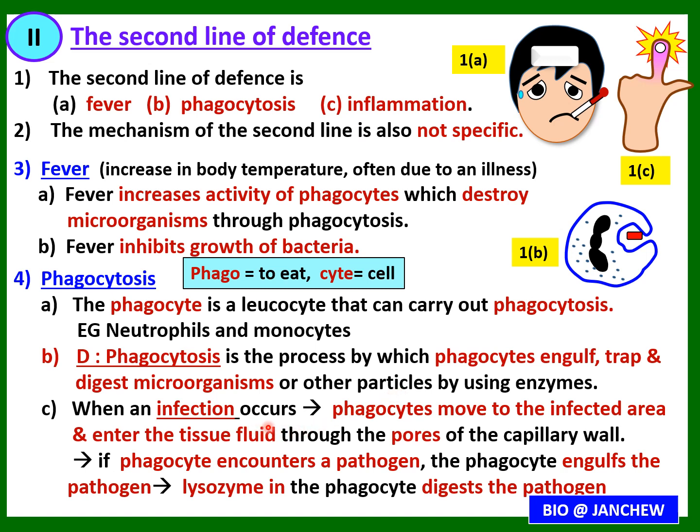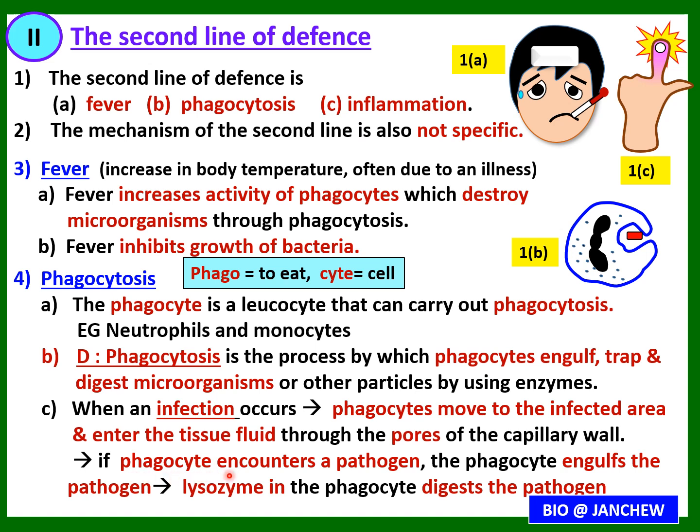So when an infection occurs, that means the pathogens have entered the body tissues, then the phagocytes will move to the infected area and enter the tissue fluid where the pathogens are. They'll enter the tissue fluid from the blood through the pores of the capillary wall. So the phagocytes are like the mobile soldiers that are deployed. They are transported by the blood to the areas where infection has occurred so that they can do their duty, which is to attack the pathogens and to destroy them by phagocytosis.